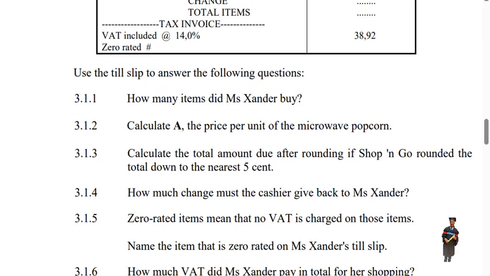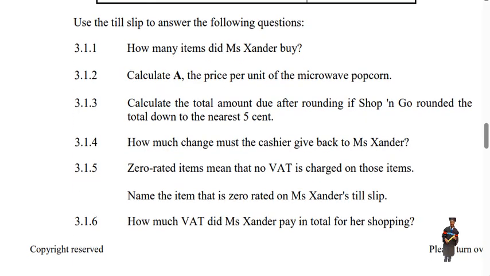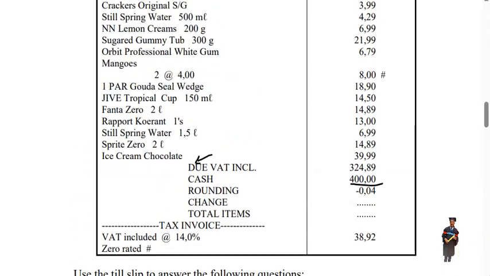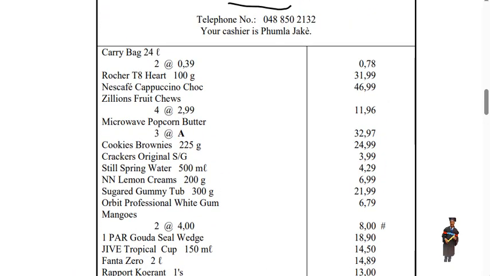But use the till slip to answer the following questions. Okay, we are going to do that. 3.1.1, how many items did Miss Shanda buy? Okay, how many items? As you can see, total items, the examiners did not give it, because they want us to calculate. Okay, now let's see. Let's calculate together.